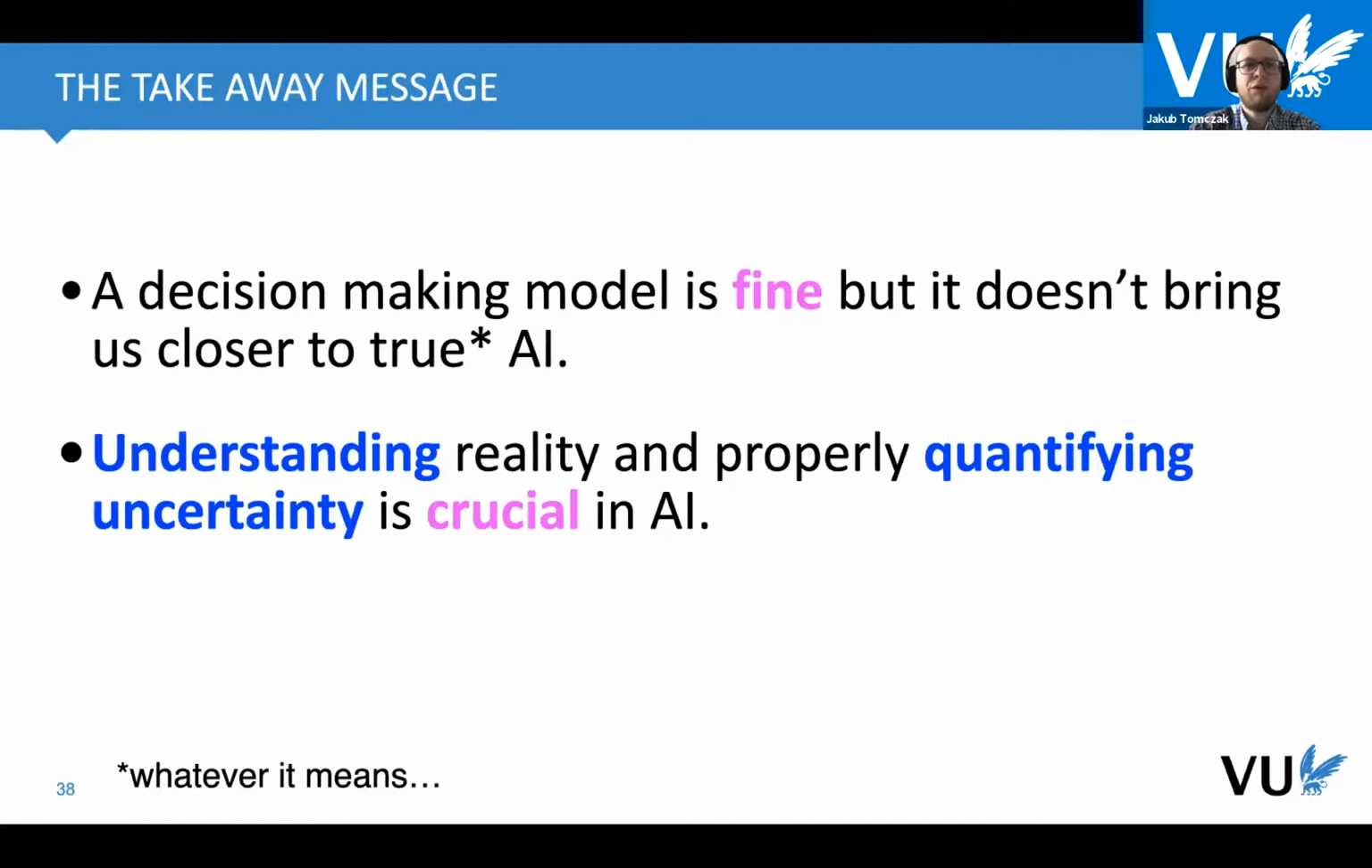A takeaway message from this short talk is that the decision-making model is perfectly fine. I'm not saying that there is something wrong with that, but it's simply not enough to create, let's say, true AI, whatever it means. But I hope that we now agree on what true AI is. To have true AI, we need to understand reality. We need to properly quantify uncertainty to get a system that will really mimic human beings, or animals, some intelligence that is really artificial.